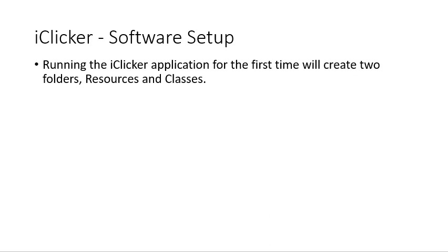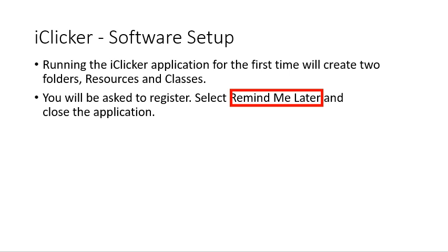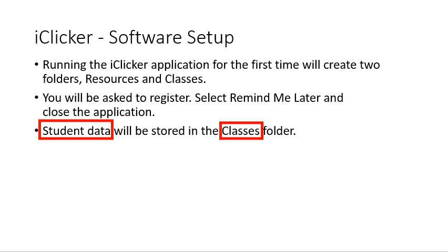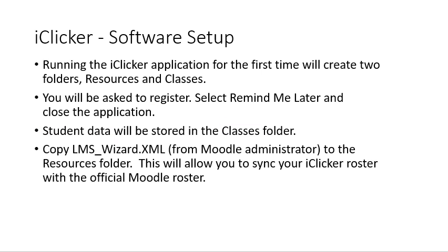Here's what happens when you run the iClicker application for the first time. Two folders will be created, Resources and Classes. You will then be prompted to register the software. Just select Remind Me Later and close the application. The Classes folder is where student data will be stored. You will need to copy a file called LMS Wizard to the Resources folder. You need to ask for this file from your Moodle administrator. This will allow you to sync your iClicker roster with the official Moodle roster.